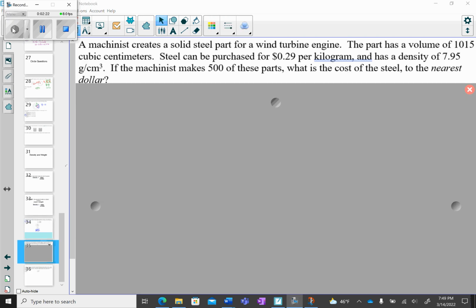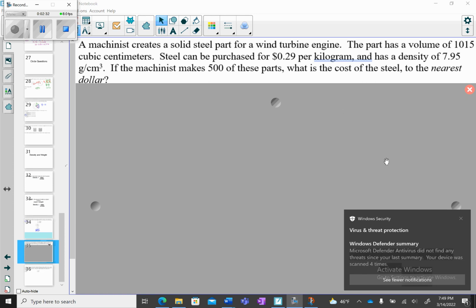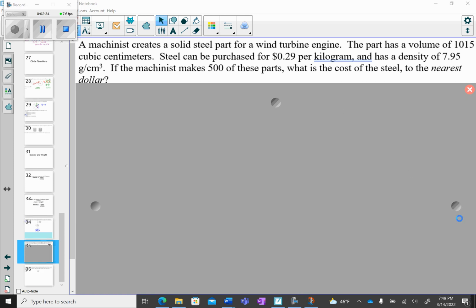Let's look at the next problem. A machinist creates a solid steel part for a wind turbine engine. The part has a volume of 1,015 cubic centimeters. Steel can be purchased for 29 cents per kilogram and has a density of 7.95 grams per centimeters cubed. If the machinist makes 500 of these parts, what is the cost of the steel to the nearest dollar?